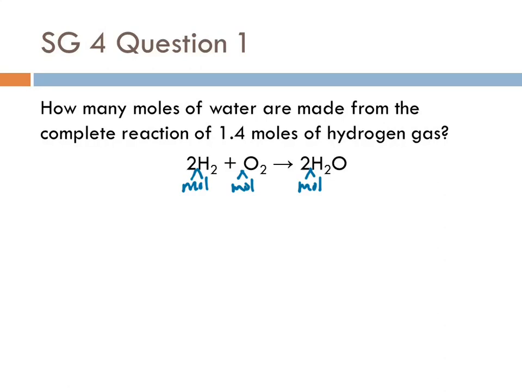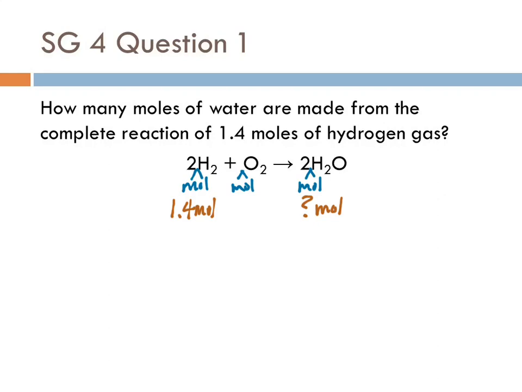So what we're going to do to help us figure out what we're doing here, because deciphering the word problem is half the battle. Hydrogen gas, under H2, we're going to write 1.4 moles, because we're told that's how much we have. The question is, how many moles of water? So under water, we're going to write question mark moles. Now we know where we're starting and where we're ending up. We're starting with moles of hydrogen, and we're going to moles of water.